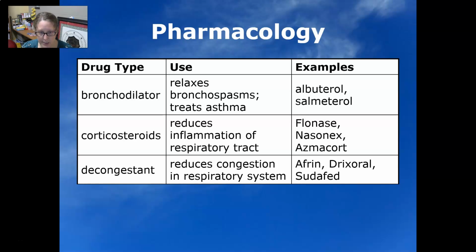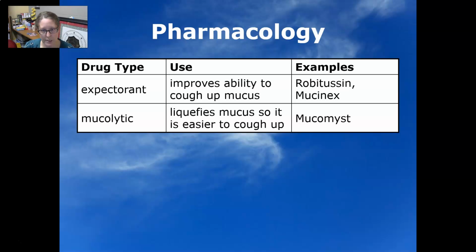And a decongestant reduces congestion in the respiratory system, like Afrin, Dristan, and Sudafed. An expectorant improves the ability to cough up mucus, like Robitussin or Mucinex, so that it helps to thin that mucus and get it out. And a mucolytic liquefies mucus so it is easier to cough up, like Mucomyst, so it breaks it up. A lot of those cough medications are a combination of expectorant, mucolytic, and sometimes cough suppressants too.